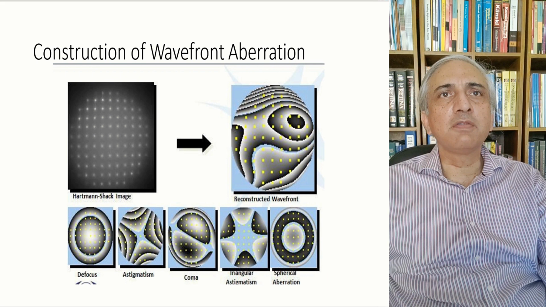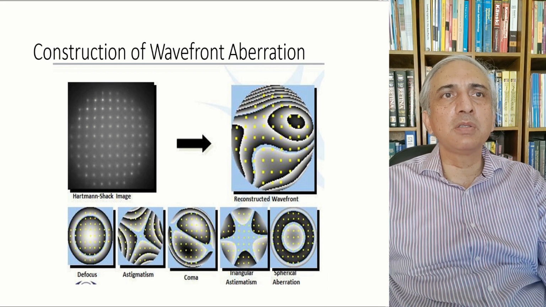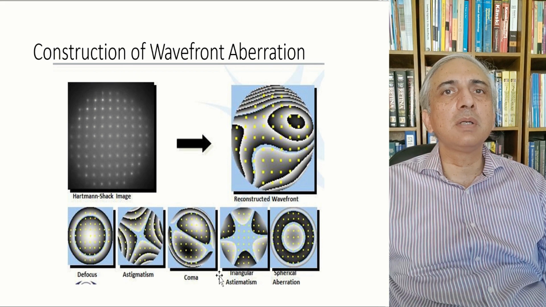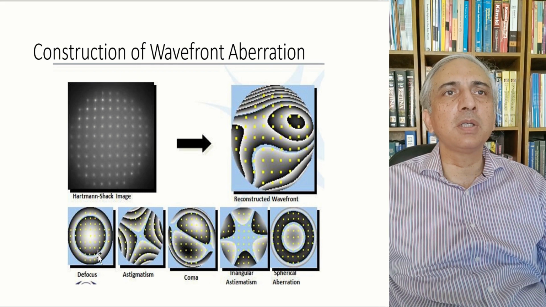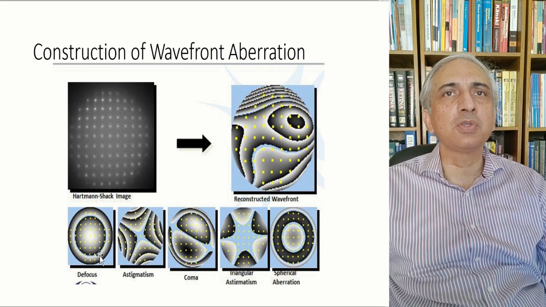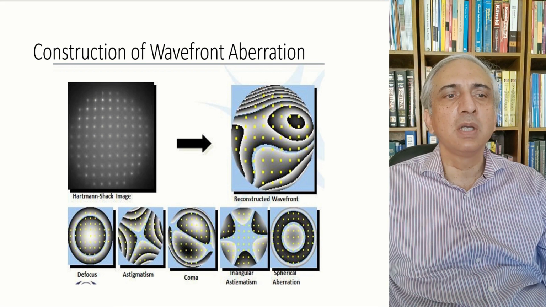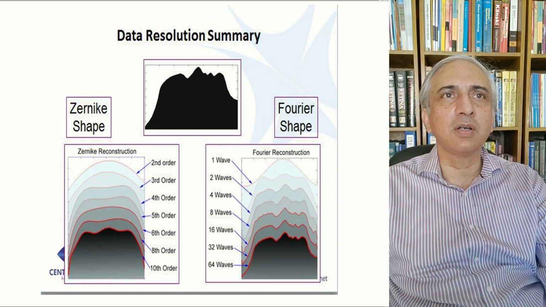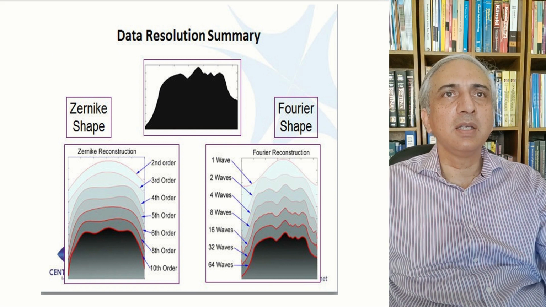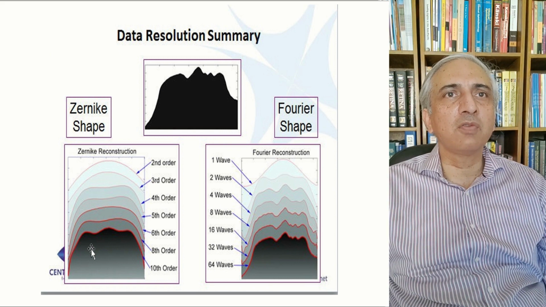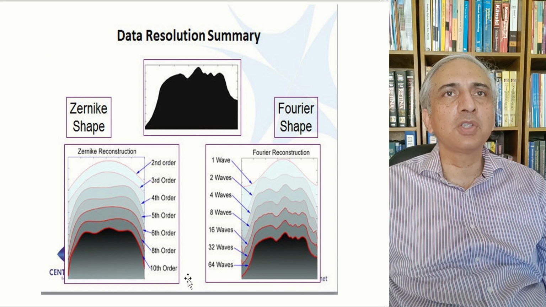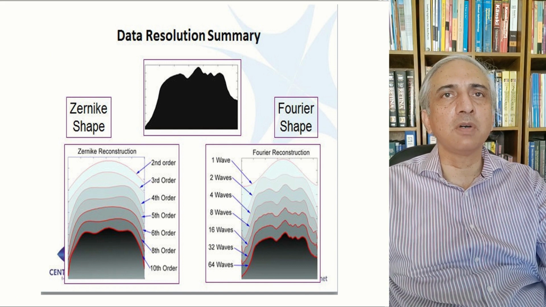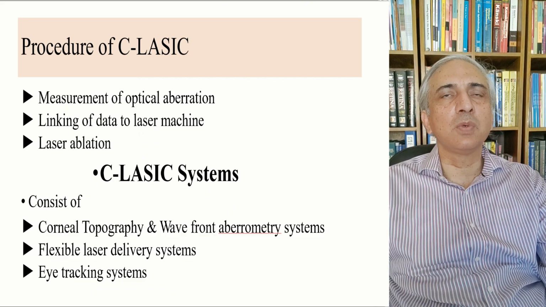So these are the different types of wavefront aberrations, which can be astigmatism, defocus aberration. So these are the different types of aberrations which are present. They can be lower order aberrations and they can be higher order aberrations. So these are the second order, third order, fourth order, and the Fourier shapes in which you can define the different types of wavefronts. So this is what you treat.